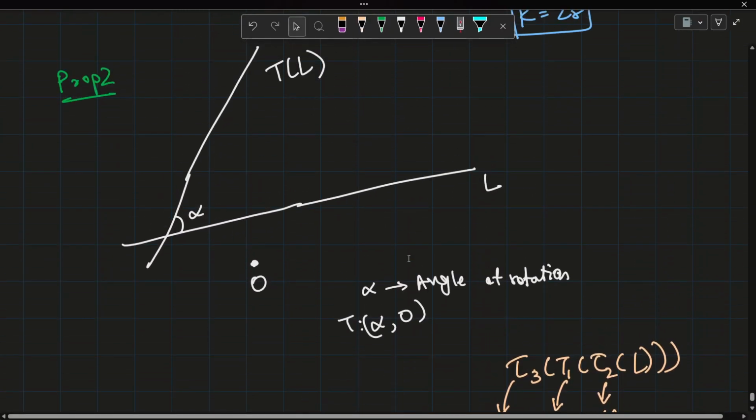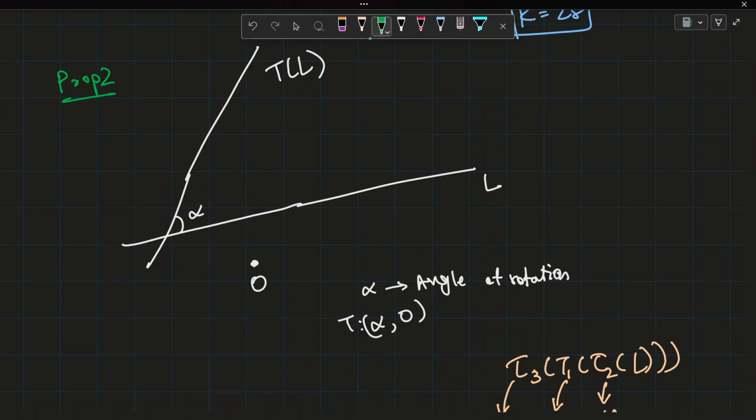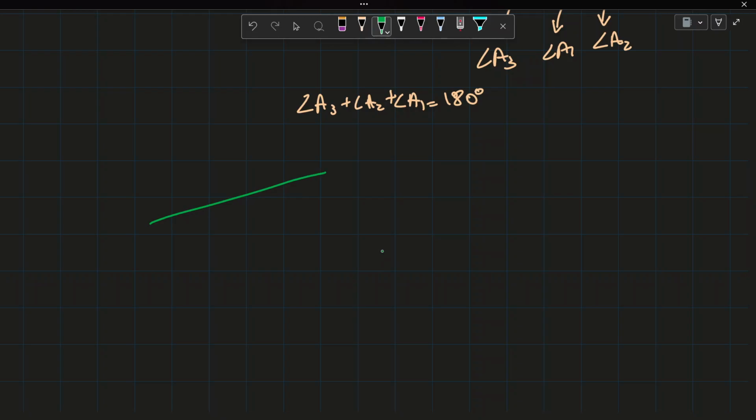So this original line will get transferred to another line. Say we are given a line L. The line L under this transformation, tau 3 of tau 1 of tau 2, will get transformed to another line. Say we write T of L, and this T of L will be at an angle 180 degrees from the original line, and 180 degrees is basically the same as 0 degrees.